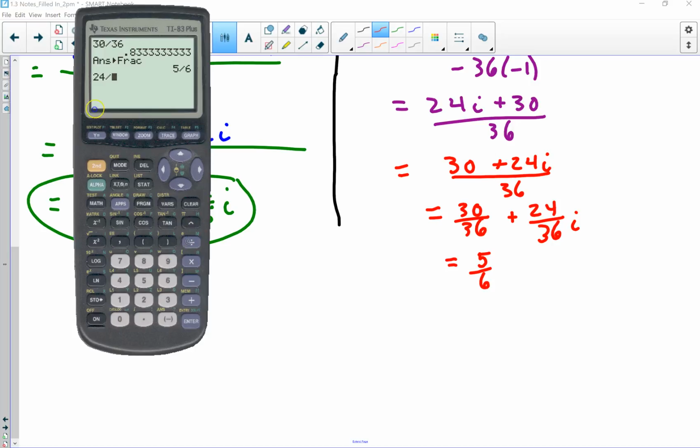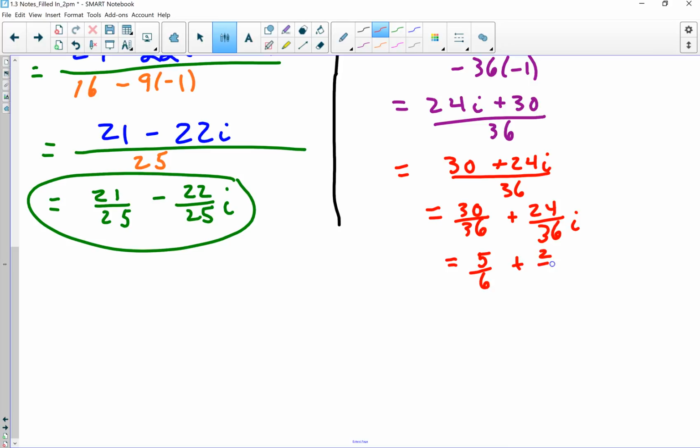So 24 divided by 36, again we can look for whether or not these reduce. I can tell you right now this one does, to 2/3. And that would be our value in standard form with the reduced fractions.